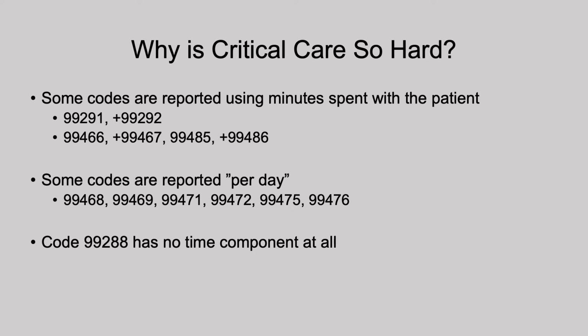So why is critical care so hard? Another reason is some codes are reported using minutes, some codes are reported using per day. And 99288 has no time component at all. So you have the minutes codes, 99291, 99292, and 99466, 67, 85, and 86. And codes reported per day, 99468, 69, 71, 72, 75, and 76. So you have to be careful. Am I reporting by minutes or per day?